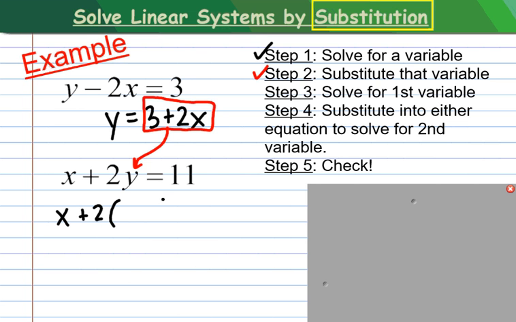Instead of writing y, I'm going to use the clue that I had about y, and the clue was that y is equal to 3 plus 2x. And that's step 2 of substituting. Step 3 we're about to do is going to be to solve for the first variable.